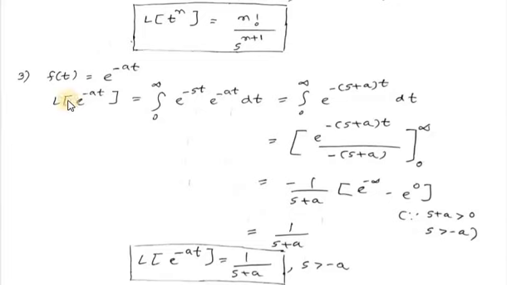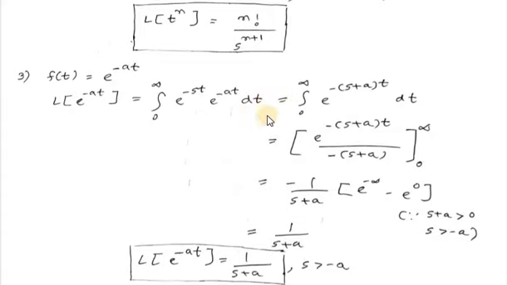Now we will take f of t equals e raised to minus at. To find the Laplace transform of e raised to minus at, in the fundamental definition of Laplace transform, we will replace f of t by e raised to minus at. So Laplace of e raised to minus at equals the integration from 0 to infinity of e raised to minus st, and f of t is e raised to minus at, dt.